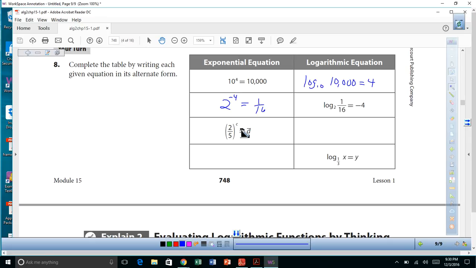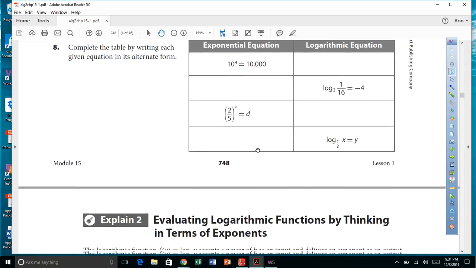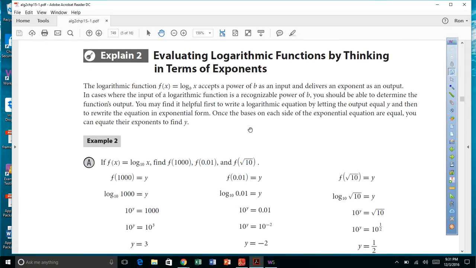2/5 to the c power equals d. So now we're going to have log base 2/5, and we're going to put the d here and the c there. We're going to swap the d and the c. So here we're going to have 1/3 to the y power equals x. Okay, so we just switch those each time. Not a problem.